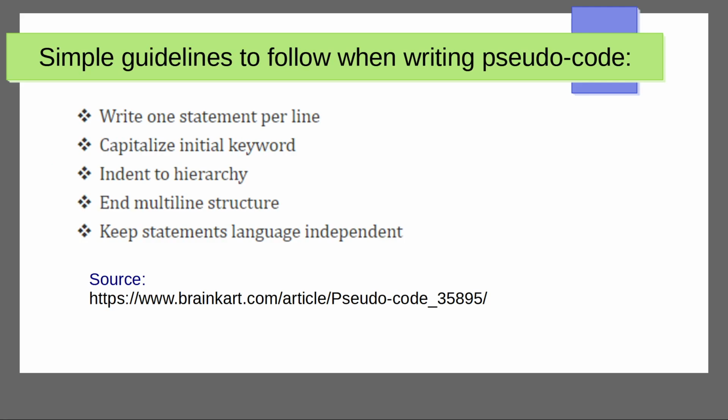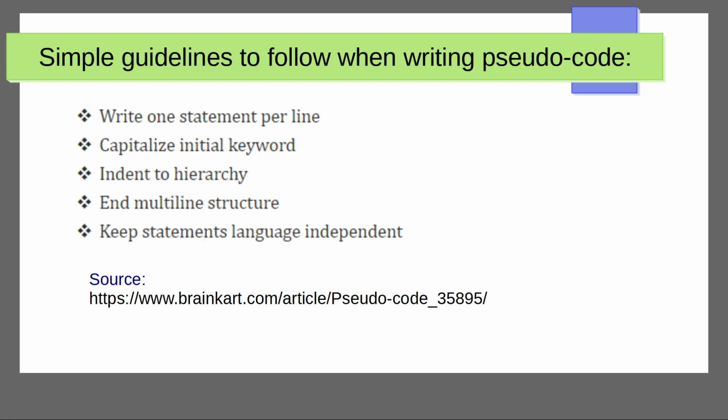So here are some simple guidelines to follow when writing pseudocode. We're going to write one statement per line. We're going to capitalize initial keywords. We're going to indent for a hierarchy. We're going to end multi-line structures. And we're going to keep statements language independent.